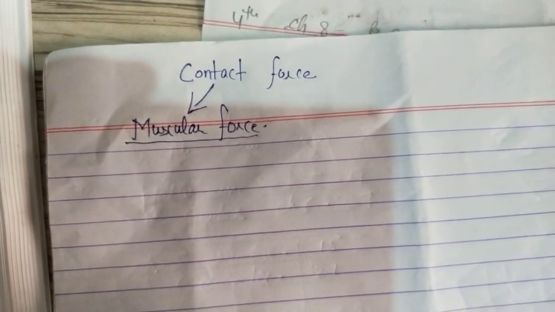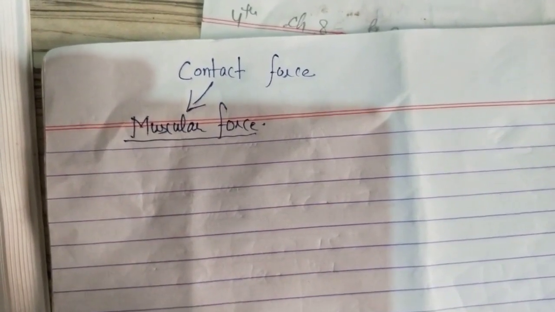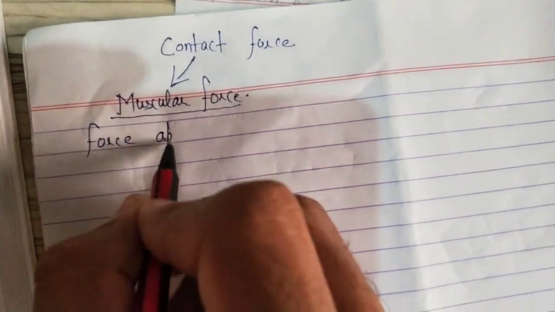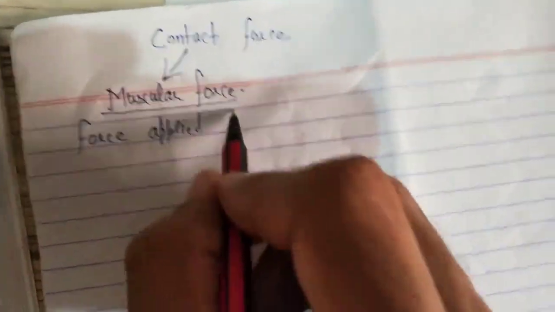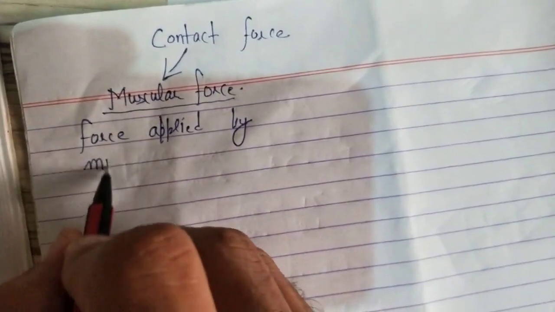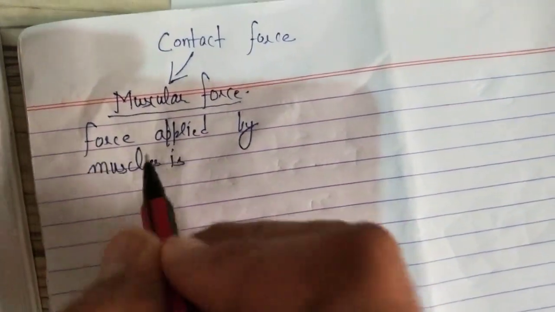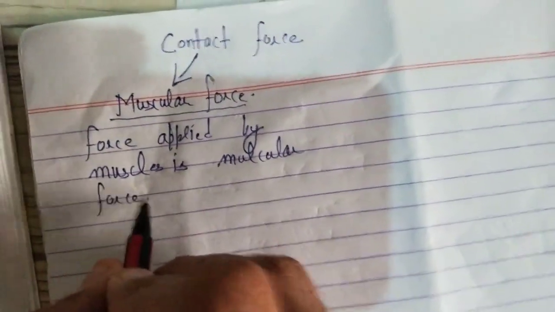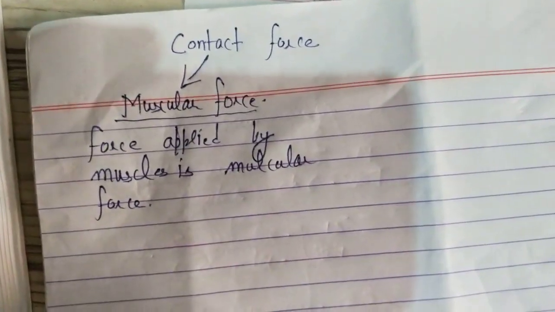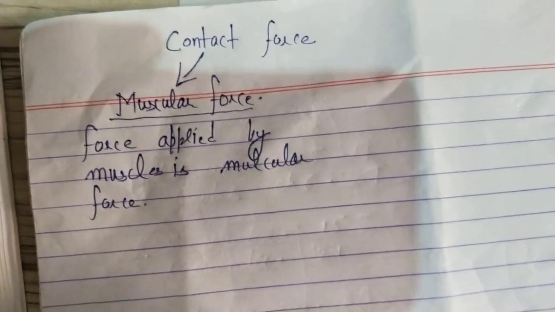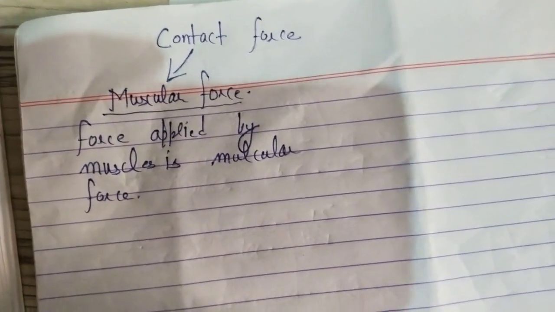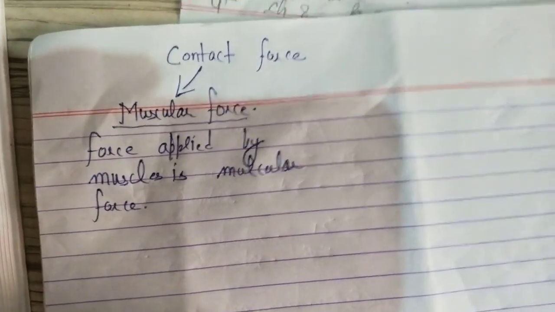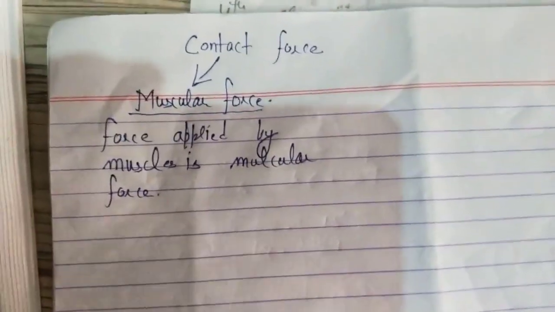You're kicking the football with your leg. That is muscular force. Force applied by muscles is muscular force. Kicking a football with your leg is an example of muscular force. You are pedaling a bicycle on the road and the bicycle is moving. That is also an example of muscular force, like this.